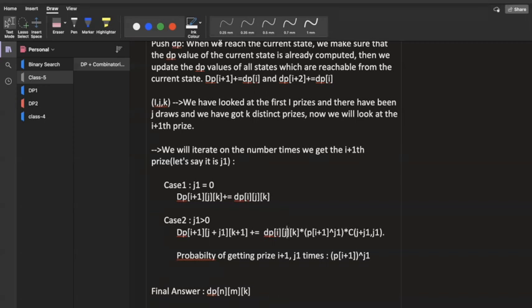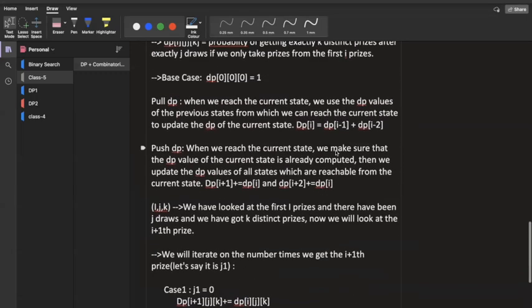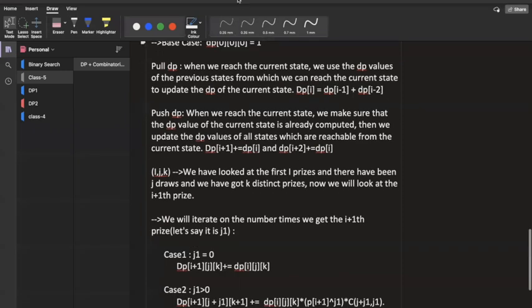Every ith price is different because the probability of every price is different, right? These P values are different for every price. This is Wi upon the sum of all the Wjs. So these P values are different for all the prices, and that's the main reason why we have to put the price in the state of our DP.